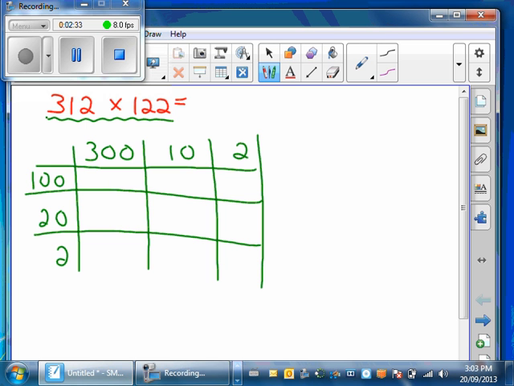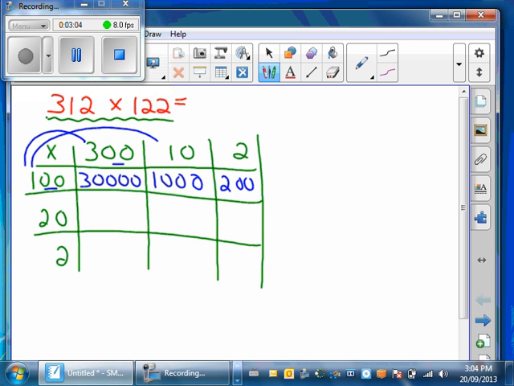And now all we have to do is just fill in our empty boxes. So if we start off with our first box, 300 times 100. Well, that's 3 times 1, and then we count the zeros. We have 2 here and 2 there, so that's 4 zeros: 1, 2, 3, 4. We have 10 times 100. Well, that's 1 and we have 1, 2, 3 zeros. And then we have 2 times 100, which is 200.